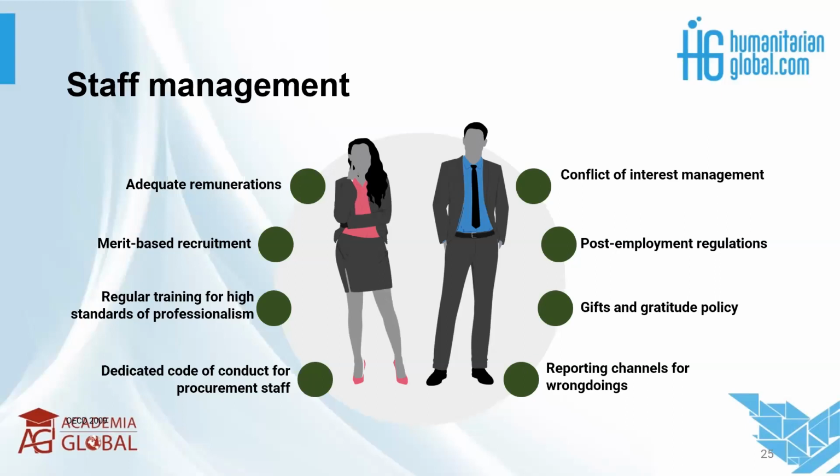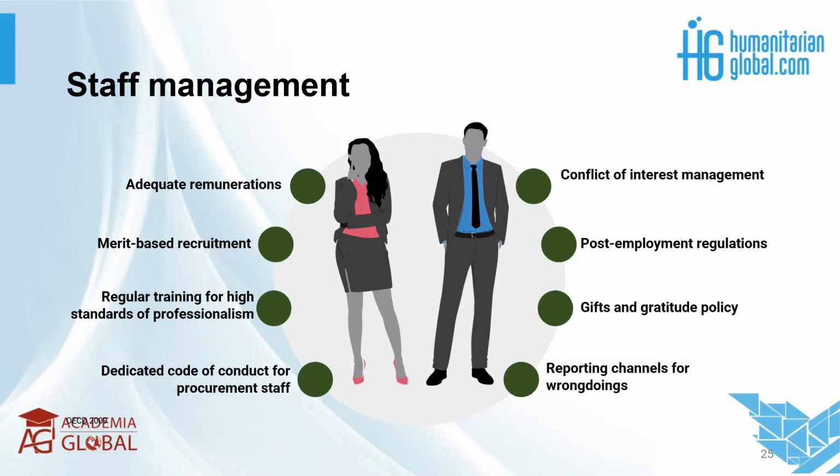The other one is regular training for high standards and professionalism. Ensure that we train our procurement professionals, we train the people who are managing our processes. The other one is a dedicated code of conduct for procurement staff, in matters like I said, a procurement policy, a disposal policy. I talked about how we handle, for example, receiving business gifts: what is our stand as an organization? What do we entertain? What don't we entertain?